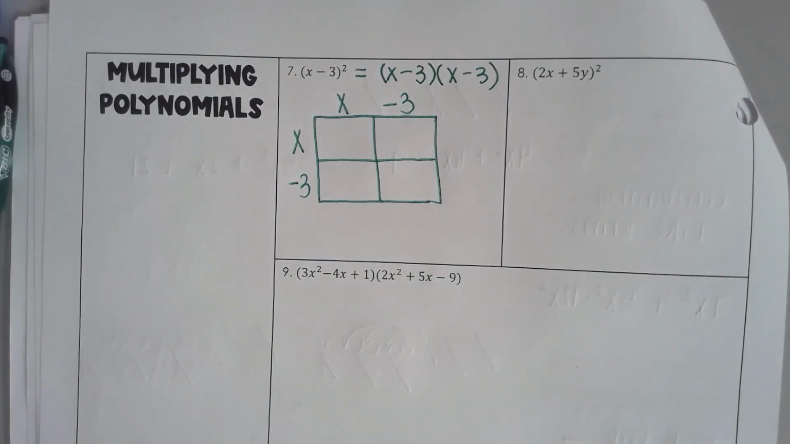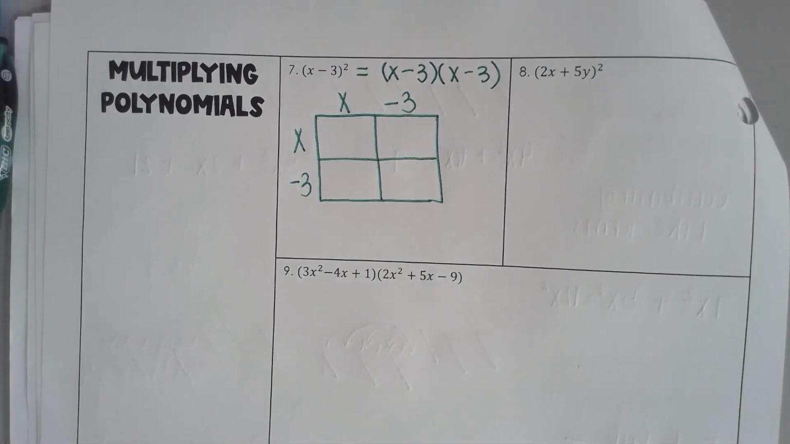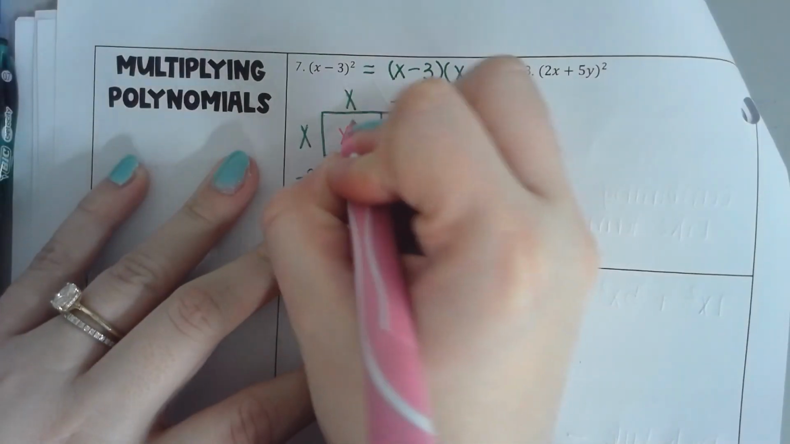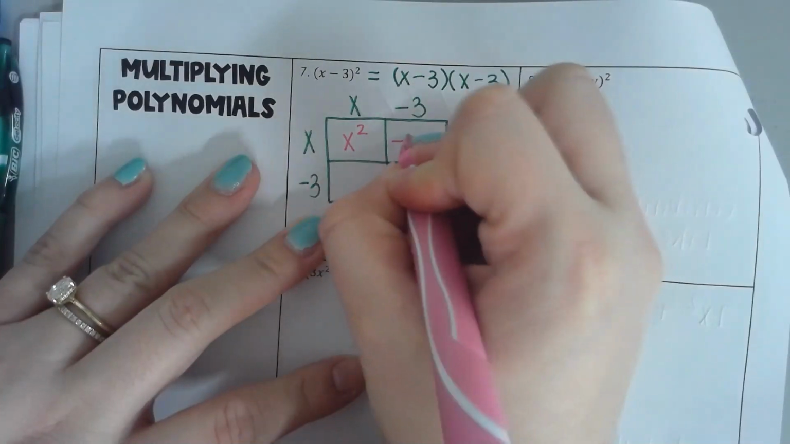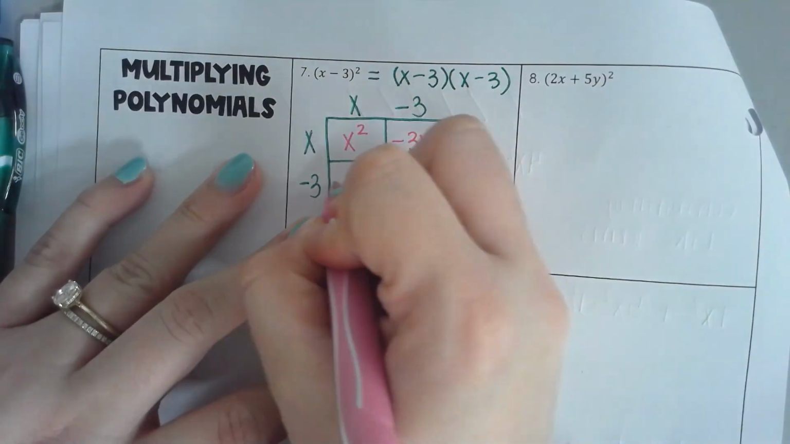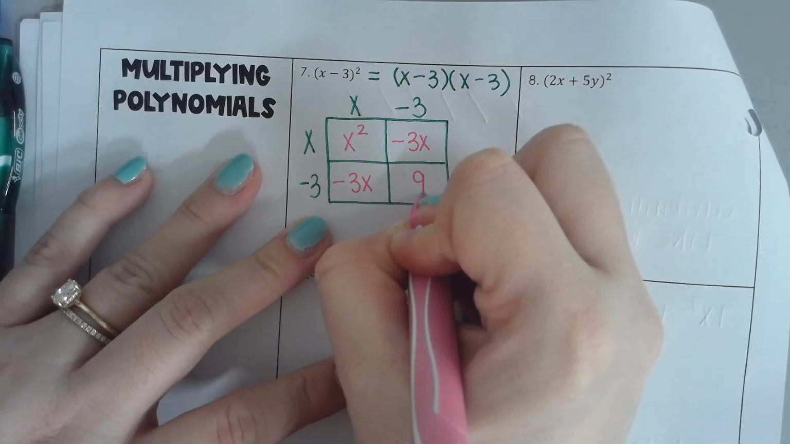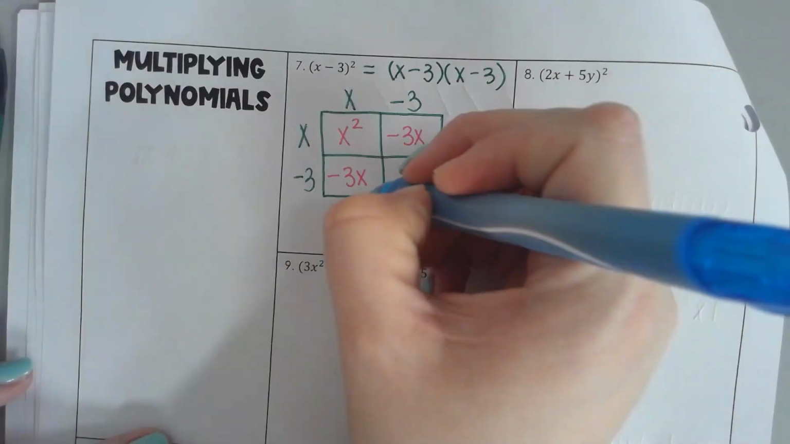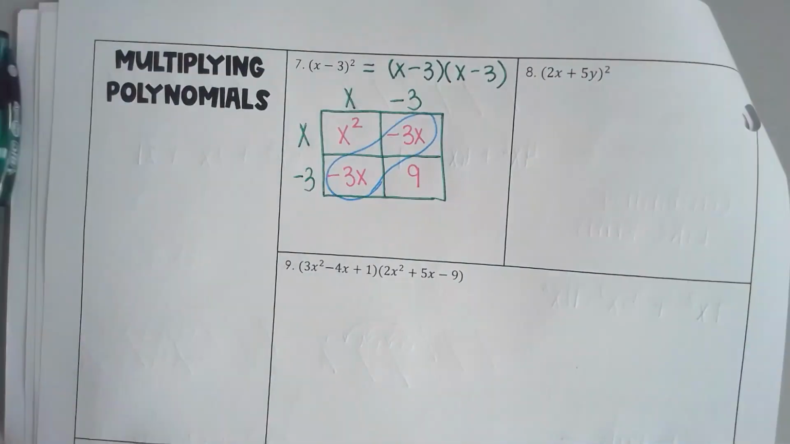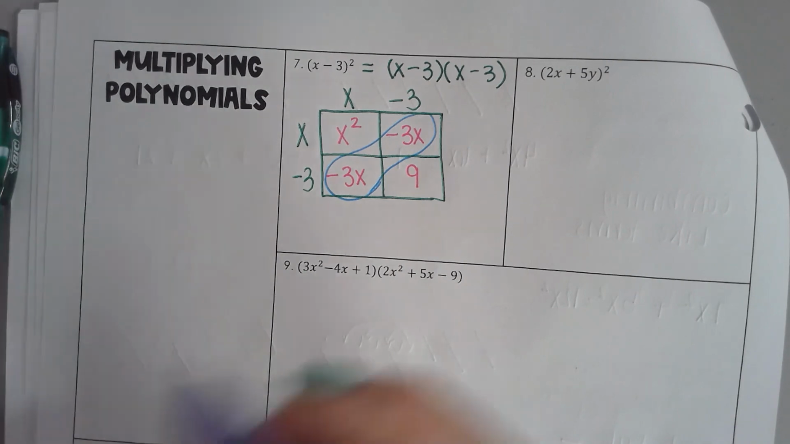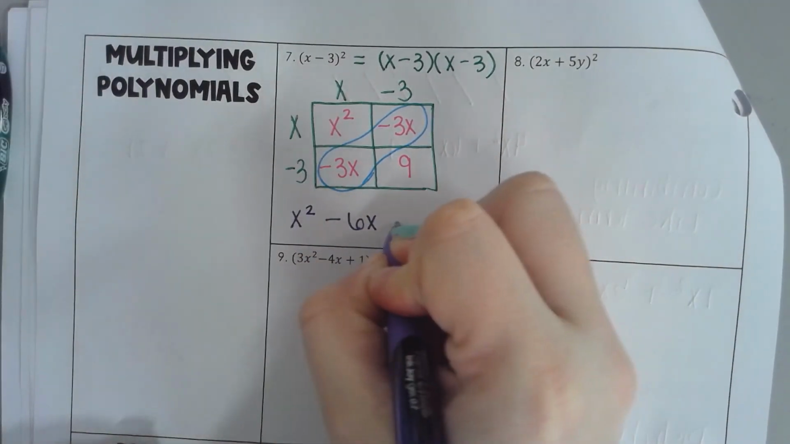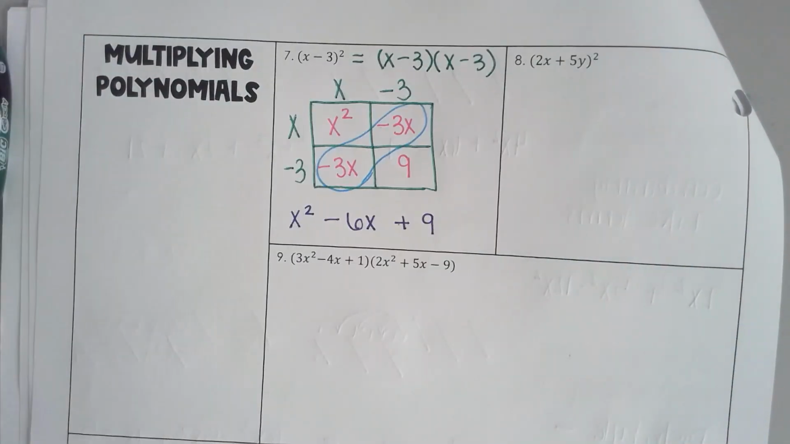So you need a box with x minus 3 and x minus 3. So x squared minus 3x minus 3x and a positive 9. x squared minus 6x plus 9 is your final answer.